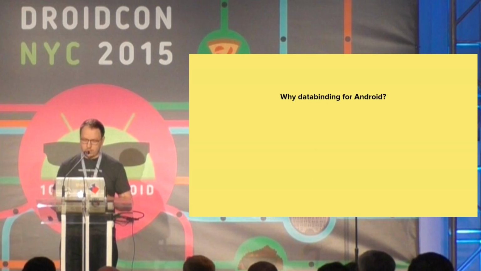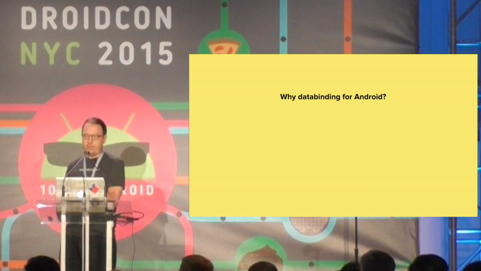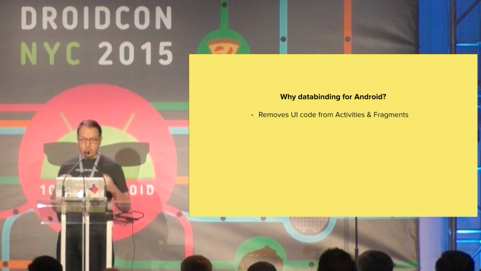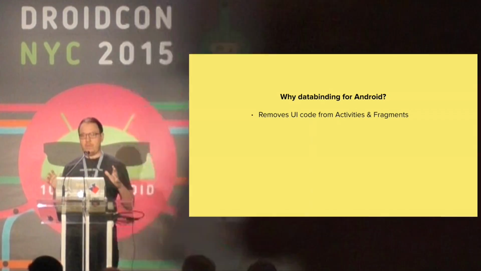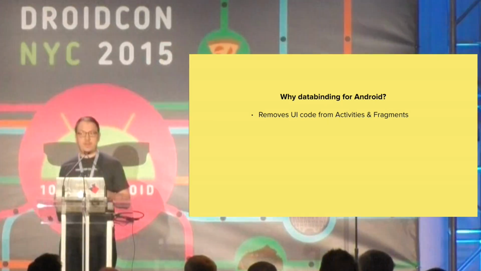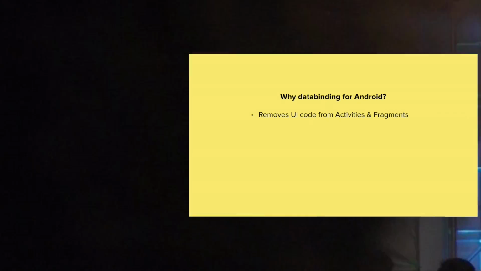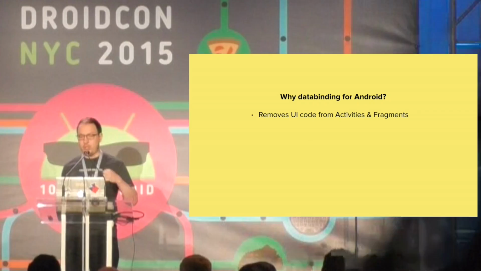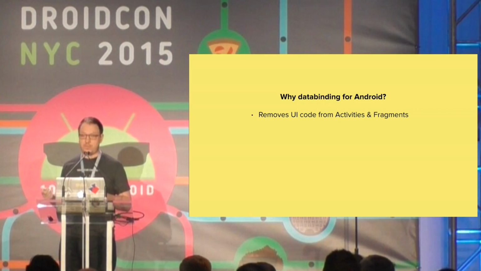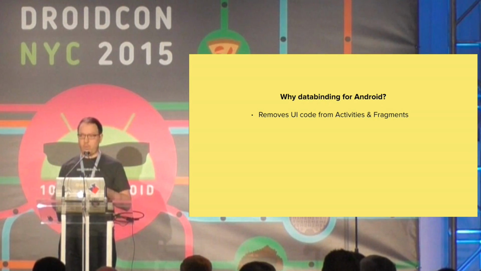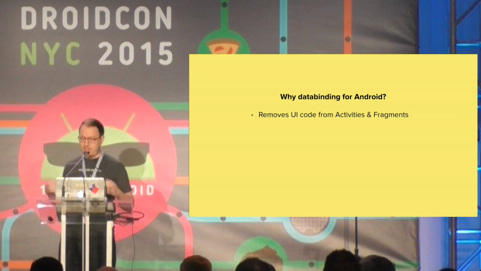So just a quick overview of why you might want to use data binding in Android. First of all, it removes almost all of your user interface code from your activities and fragments. As we all know, activities and fragments are inherited from the platform, and those classes, if you've looked at them, have thousands and thousands of lines of complex code. So generally, my philosophy is that your activities and fragments should really only be used to manage the life cycle of your application. Your UI code does not belong there, and data binding gives you a great way to get it out.